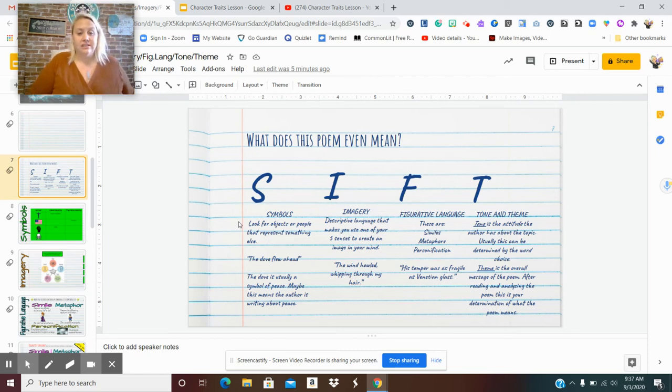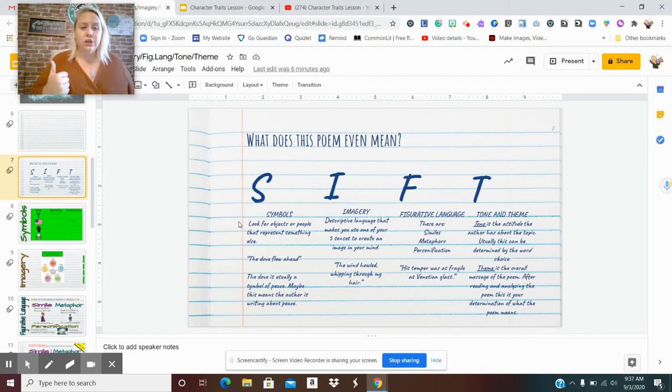Now let's take a look here at this slide. The dove flew ahead. Now in poetry and in literature, a dove usually is a symbol of peace. And so if a poet makes the deliberate purpose of including a dove in their poem, you can venture to guess and infer that maybe the author is writing something about peace coming in eventually, etc. All of this analyzing of the symbols will help you determine the theme of the poem. So every single part of SIFT that we are analyzing will help you determine the theme.